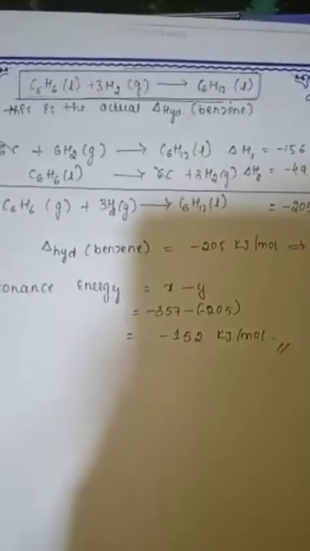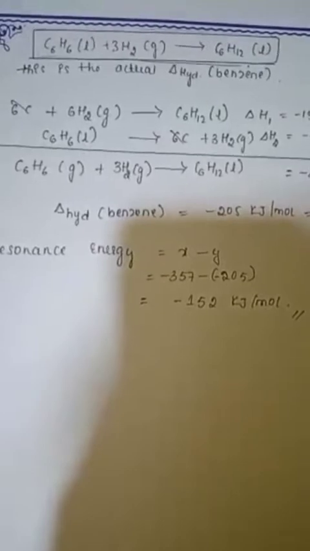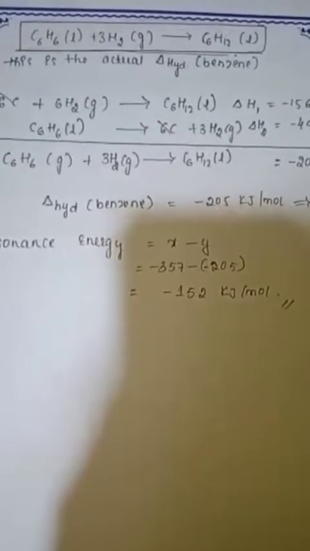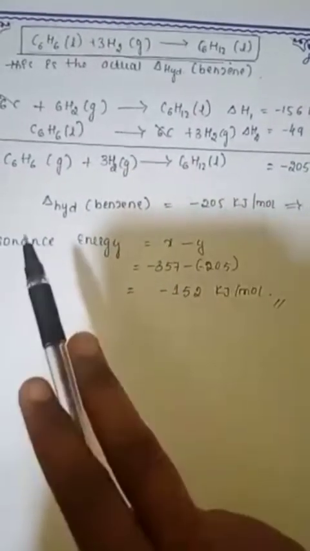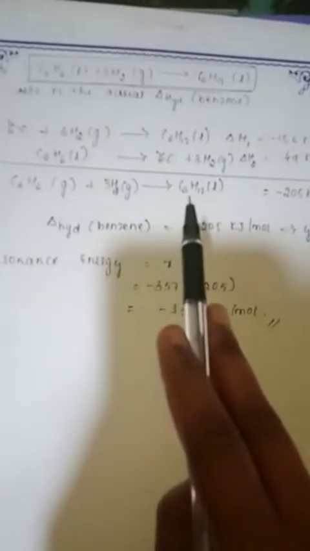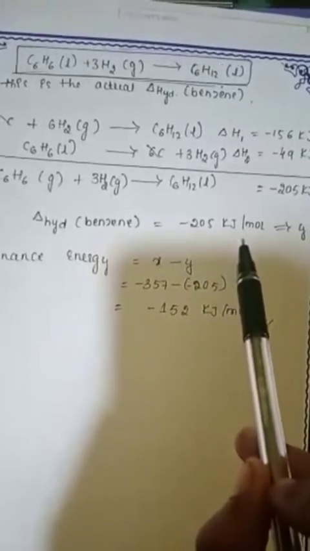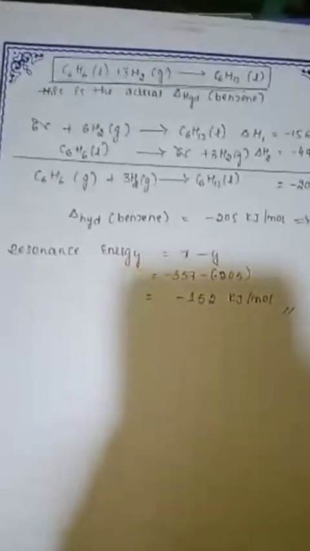The enthalpy of formation of C6H6 is 49 kilojoules per mole. The reaction is C6H6 liquid plus 3 moles of hydrogen gas gives C6H12 liquid. This is the actual enthalpy of hydrogenation of benzene. Adding these reactions, C6H6 plus 3 moles of hydrogen gas gives C6H12 liquid, with the enthalpy equal to minus 205 kilojoules per mole. It's nothing but Y.